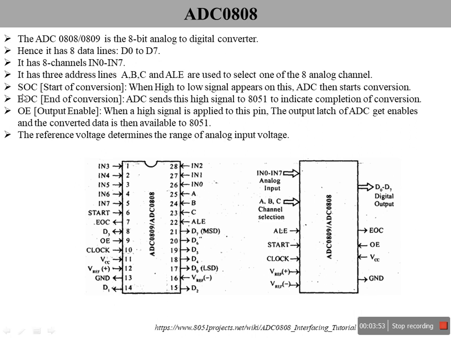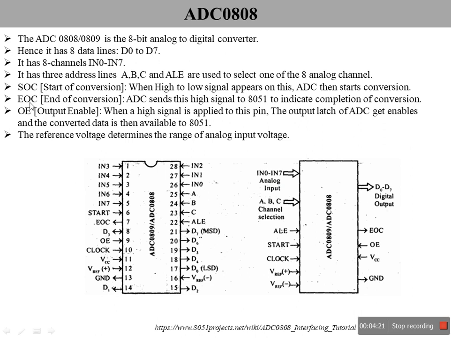Then the other thing is SOC, start of conversion. When a high to low signal is given to this pin, then the ADC starts conversion. Whatever is connected to the selected channel, when you give high to low here, it starts taking the analog data and converts it into digital form.